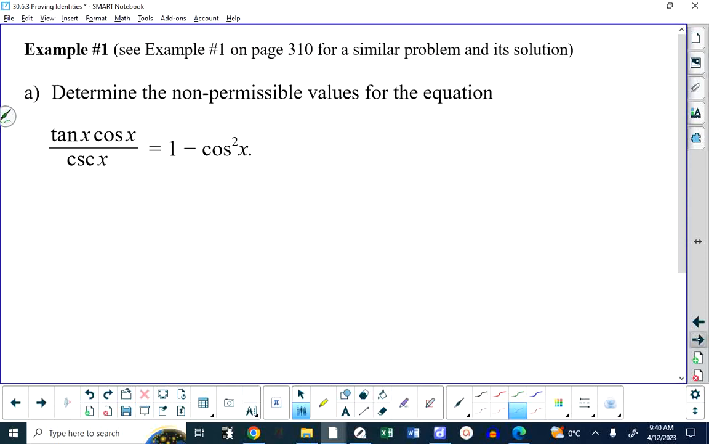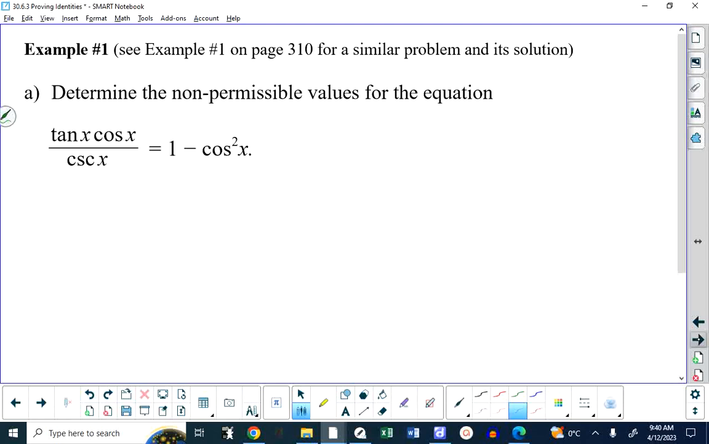All right, let's get to it. Example 1. And for each of these examples, I've constructed an example that's very similar in the procedure to examples that are in this section in your textbook. So on page 310 of your text, if you have difficulty later on with this example, I hope you don't because I think it's a very basic one. You can take a look at your textbook and their example. Okay? So the first thing is determine the non-permissible values.